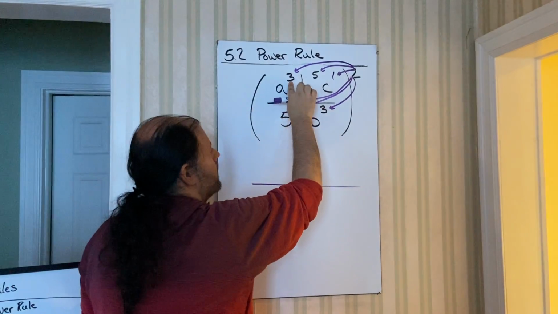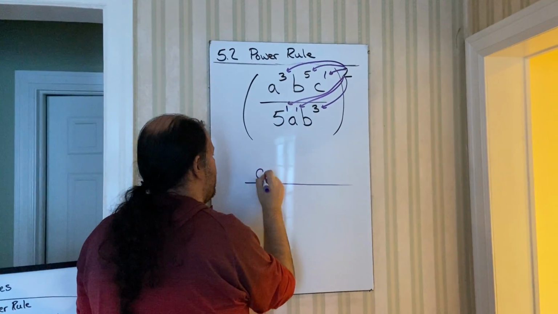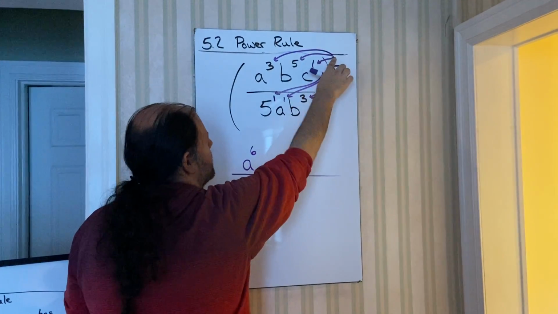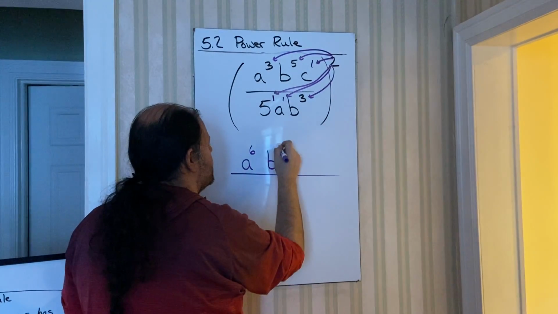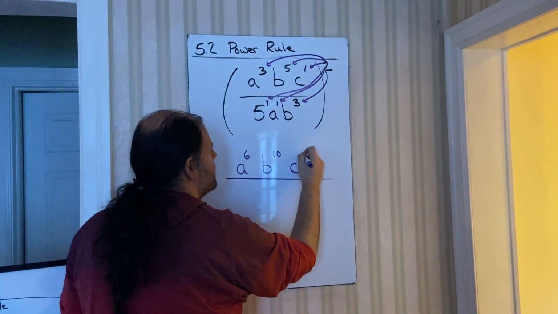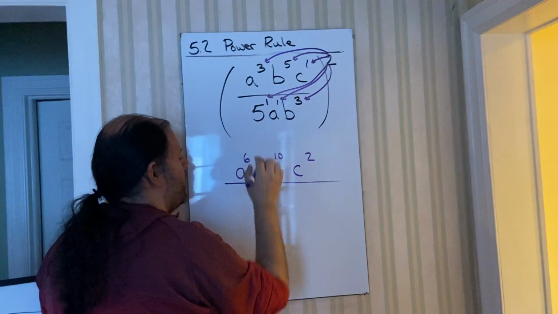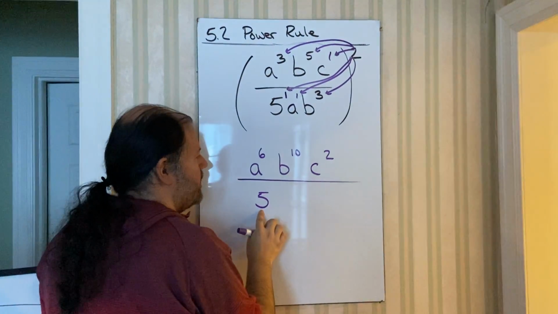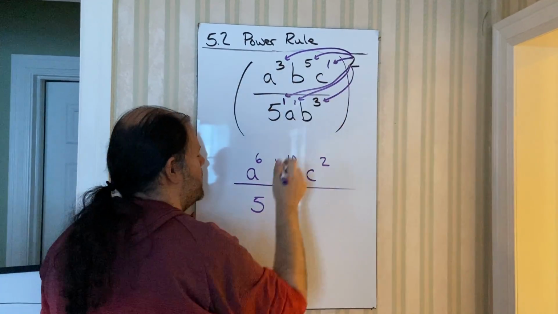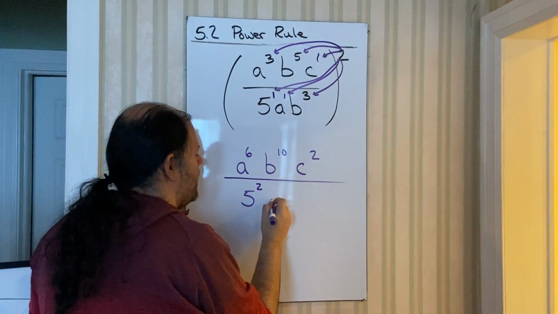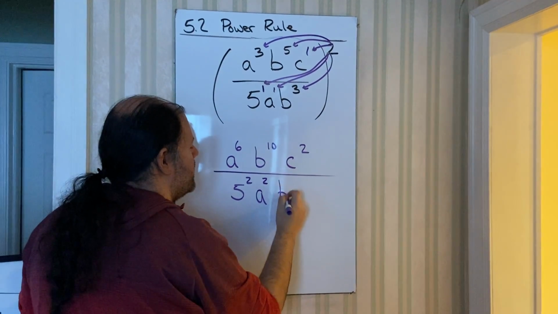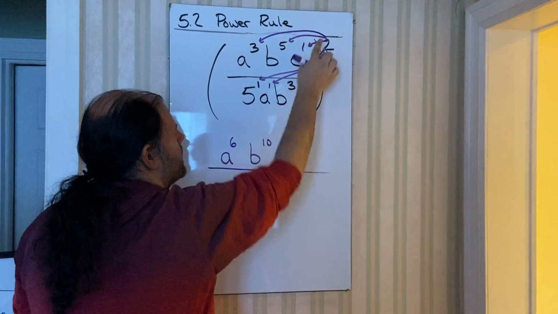So when I multiply 3 times 2, we get A, remember keep the same base, 6. 5 times 2, B to the 10. C, 1 times 2, 2. For the 5, remember that's at the bottom, so the 5's at the bottom. 1 times 2, exponent times exponent only, 2. A, 1 times 2. And then B, 3 times 2.